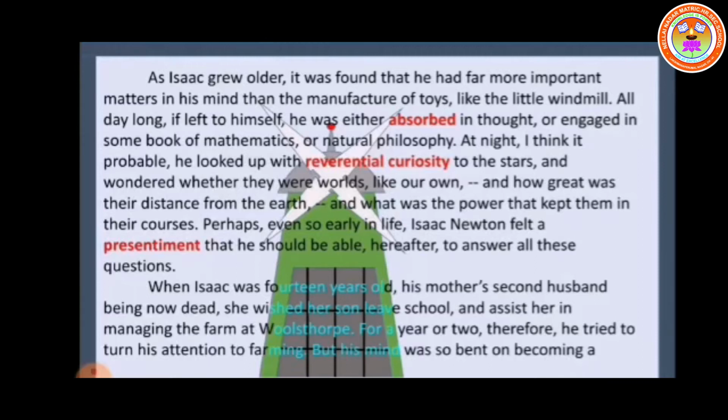When he was a small boy, he manufactured a small windmill, but he had plenty of matters in his mind to find and invent new things. All day long, if left to himself, he was either absorbed in thought or engaged in some book of mathematics or natural philosophy.